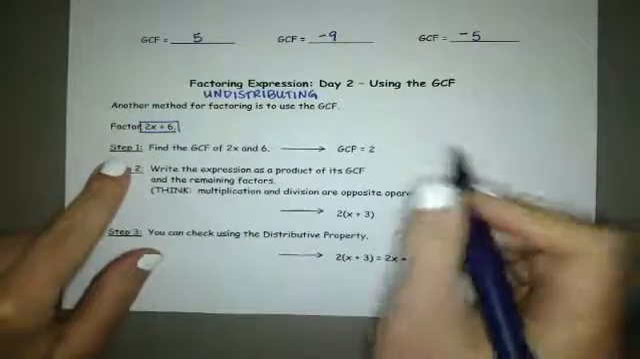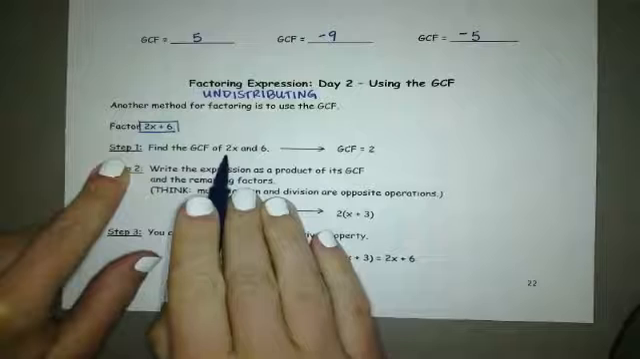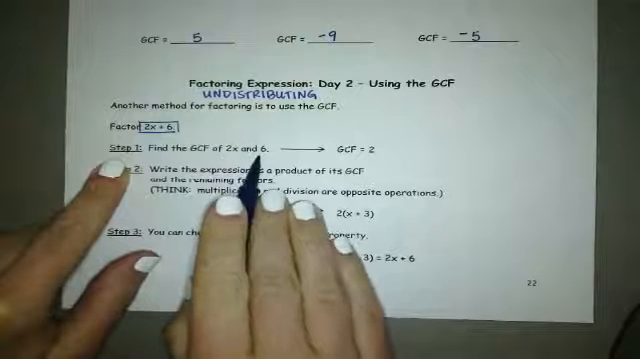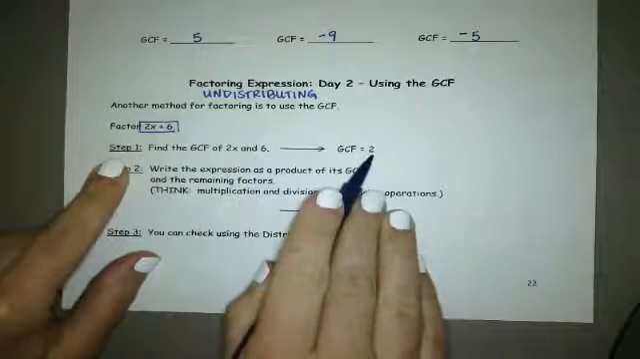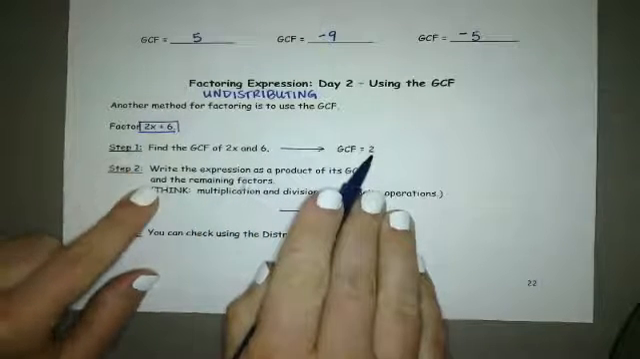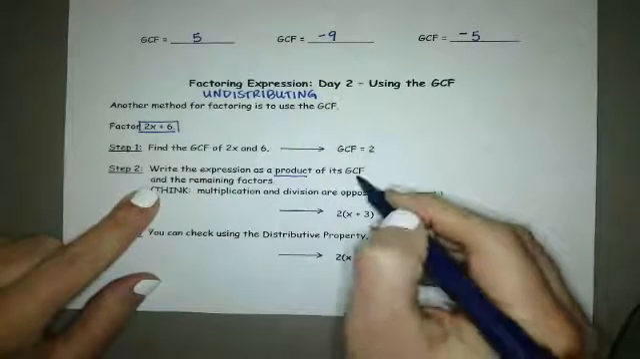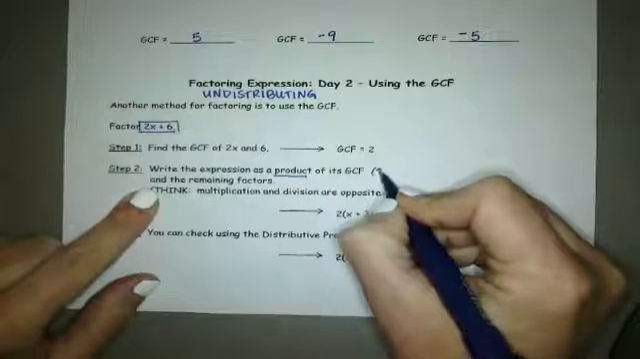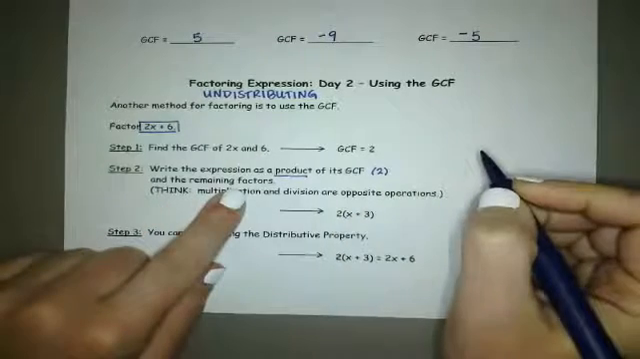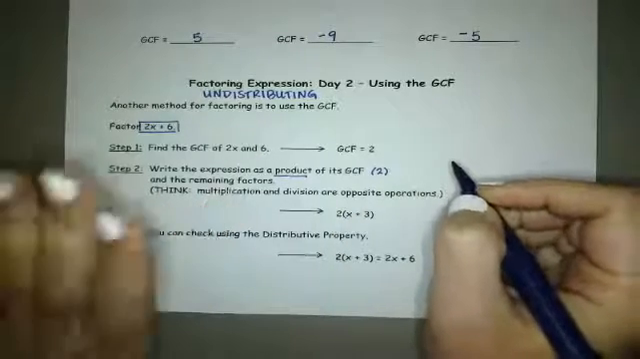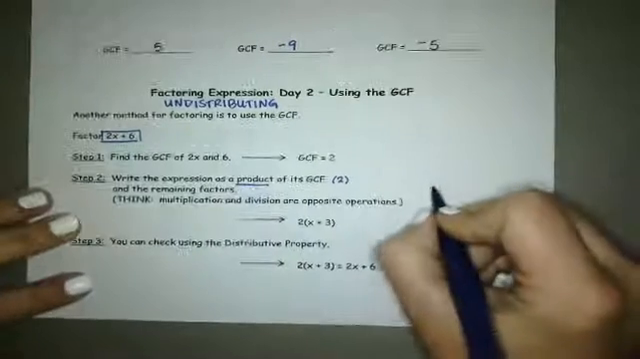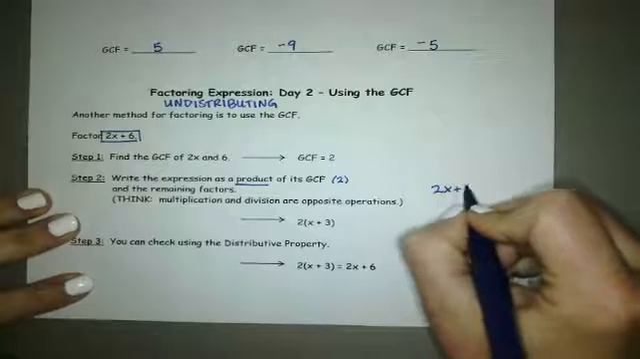Step 1 is find the GCF of 2x and 6. The GCF of those is 2. Step 2, write the expression as a product, remember, product is multiplication, of its GCF, which in this case is 2, and the remaining factors. Watch how I do this over here. We have 2x plus 6.